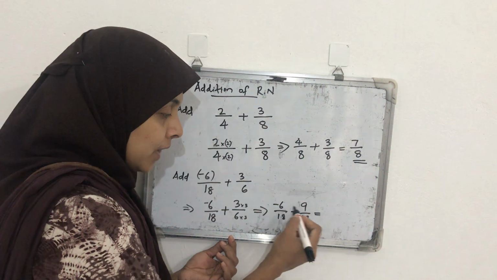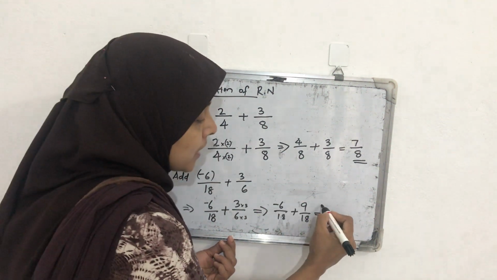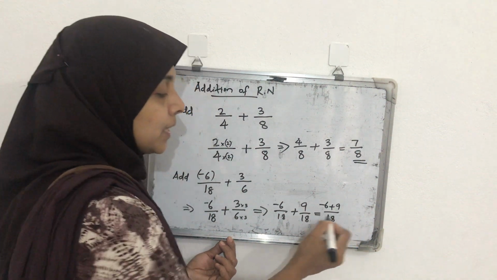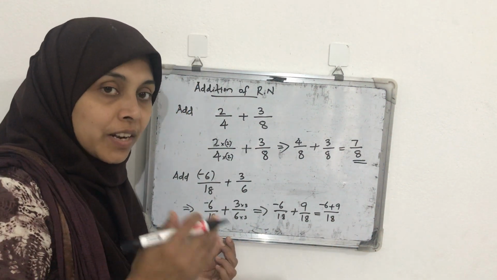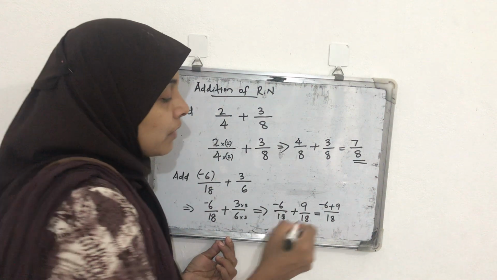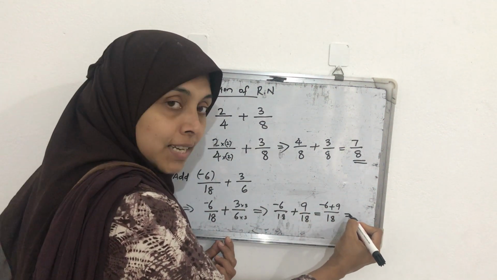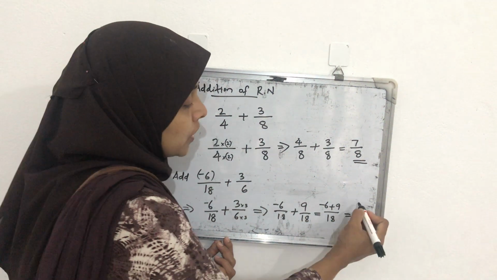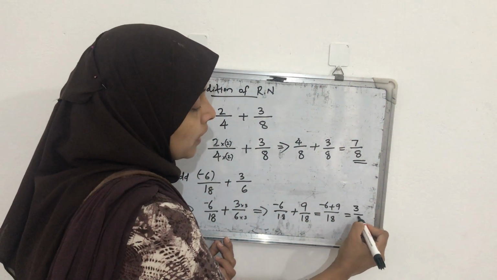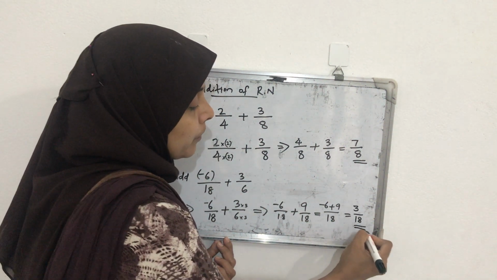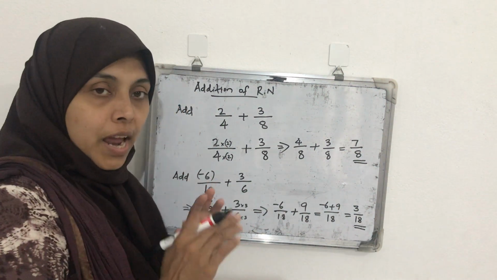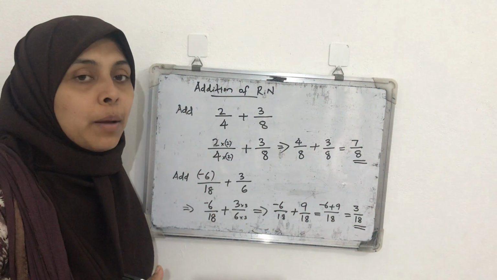So we can add the numerators: minus 6 plus 9 by 18. Minus 6 plus 9, with different signs, we can find the difference of 9 and 6. It is 3, and the greater number's sign is positive. So it will be 3 by 18. This way we can add rational numbers.